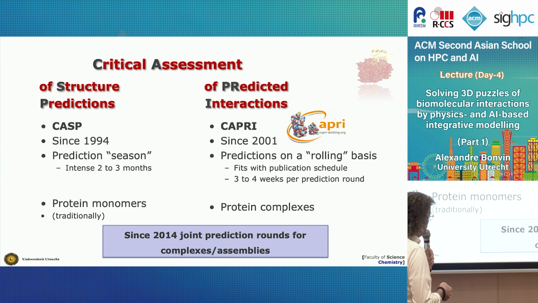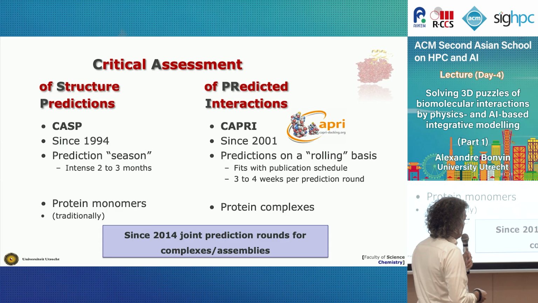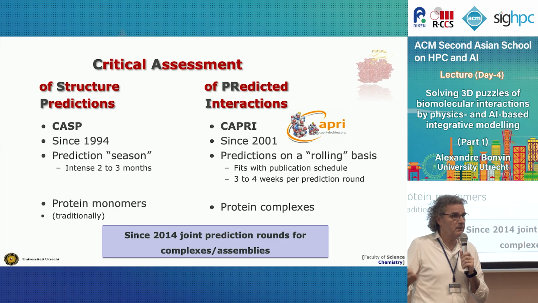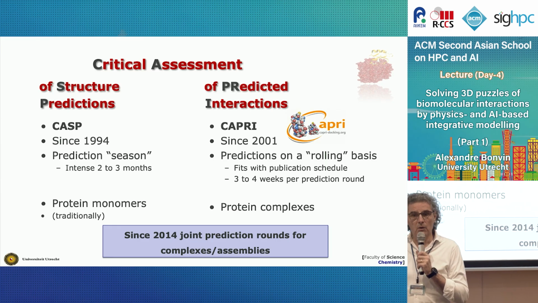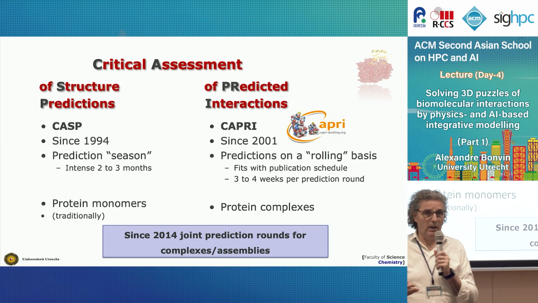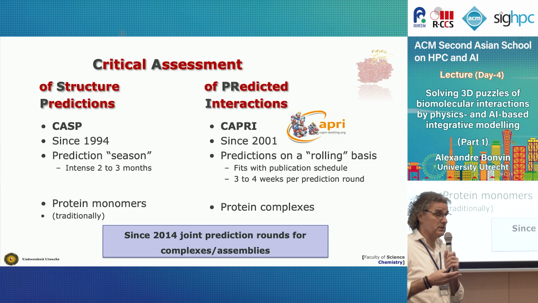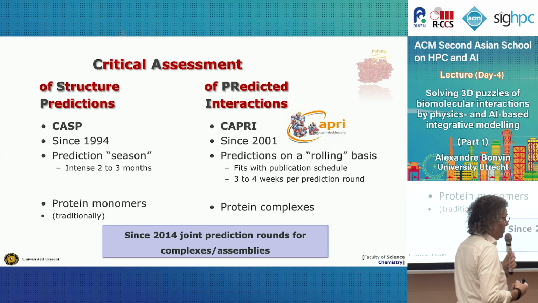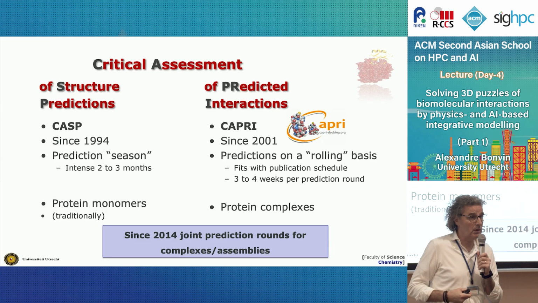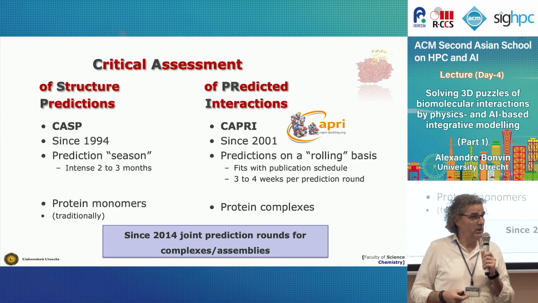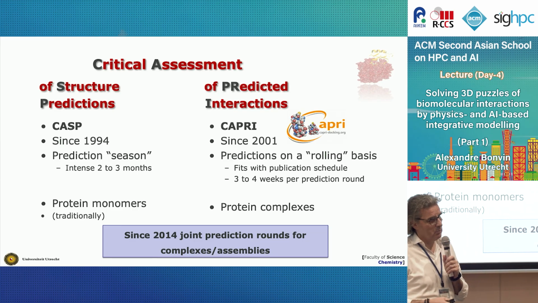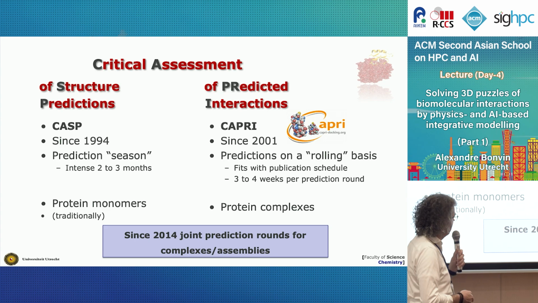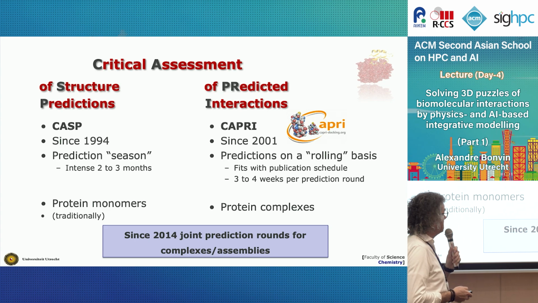CAPRI is a bit younger, 2001. And the predictions here take place on a rolling basis. Basically, whenever we get targets from experimental people, we organize a round for CAPRI. And we team up with CASP in a CASP-CAPRI round. So if you're interested in testing your methods blindly, there's a round of CAPRI which is going to start in a couple of weeks from now. You can register now. We have 8 targets in that round which are antibody-antigen complexes. So you can put your skills to the test.